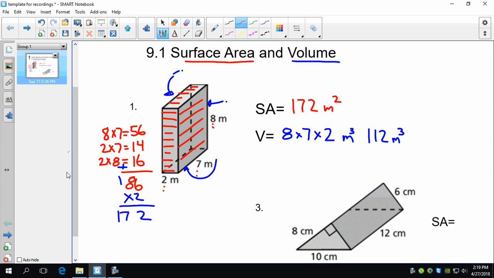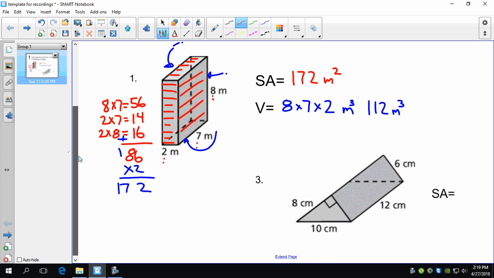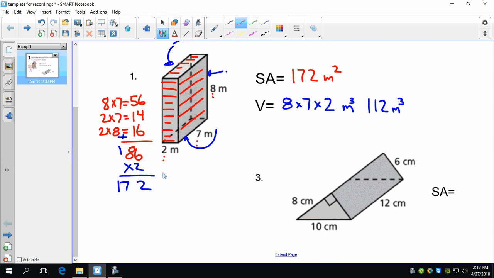Again, there is a formula for surface area, but I just like to do three numbers, multiply them all twice, add them up, and then times by 2 to get your surface area. Now, the triangular prism is going to give us a little bit of a run for our money, so this is going to take some time. But again, we want to break it down.